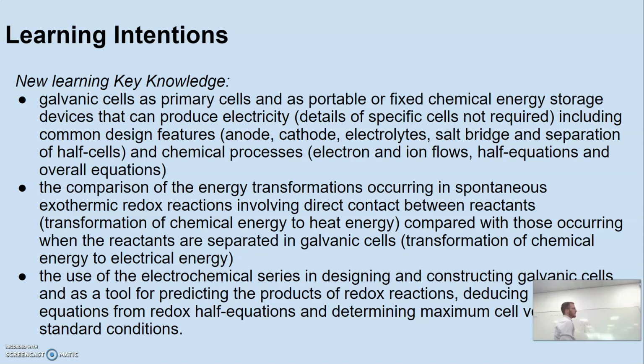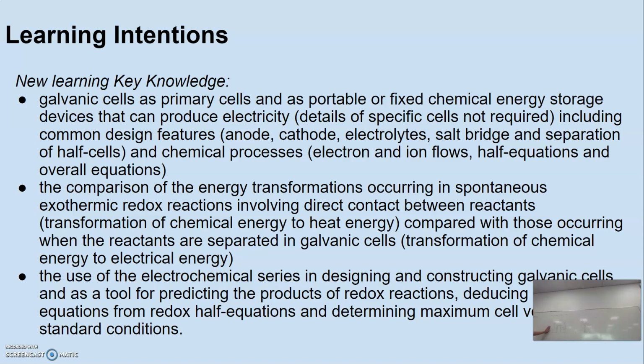Produce electricity. Details of specific cells not required. So for example, I've got an example of the Daniell cell in this presentation. You're not required to know what the Daniell cell is. Right? It's about application of your understanding, not about specific examples. Right? What we need to know is common design features. Anode, cathode, electrolytes, salt bridge, separation of half cells, chemical processes, including electron and ion flows, half equations and overall equations. So there's a lot of detail in a galvanic cell, and it counts for a good 5+ marks on a test or an examination.